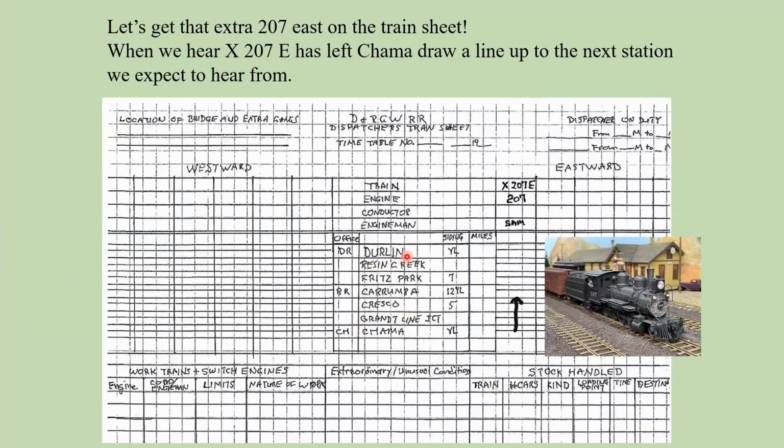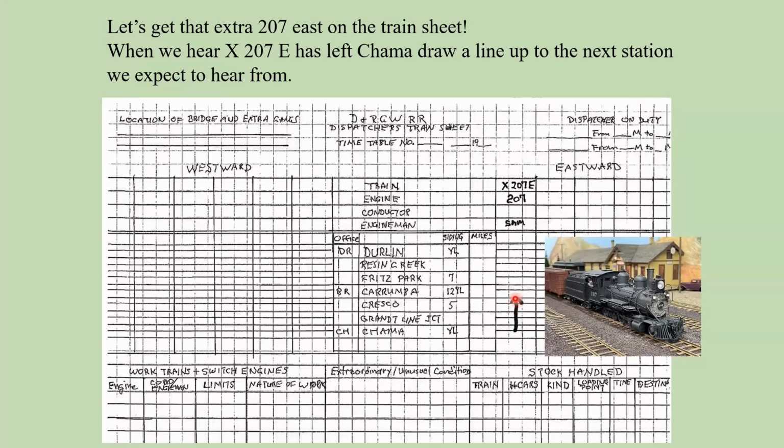So the first thing we do is we hear that extra 207 has left Chama. So we go down here and we take our pen and we draw a line from Chama up to Corumba. Why up to Corumba? Well, that's the next place on the line where we expect to hear a report about what this train is doing, whether he's arrived or not. So we've got that done.